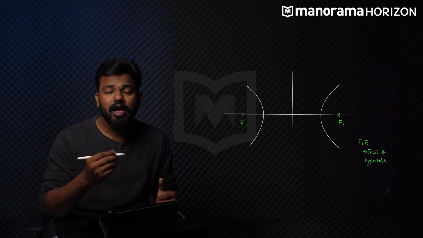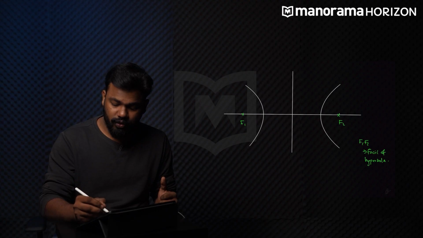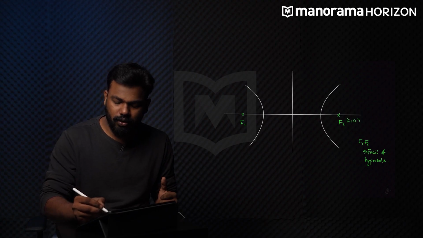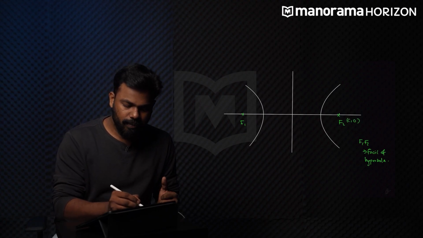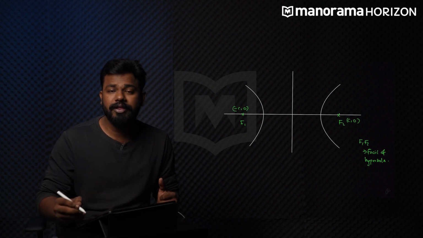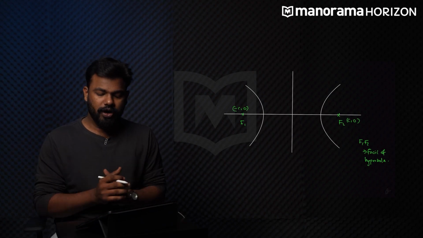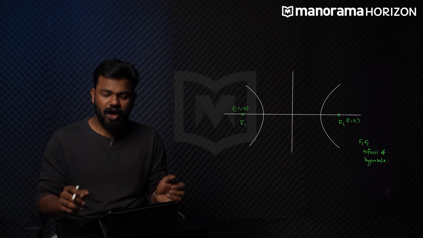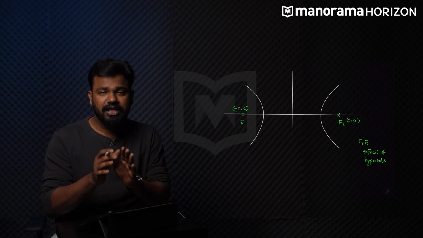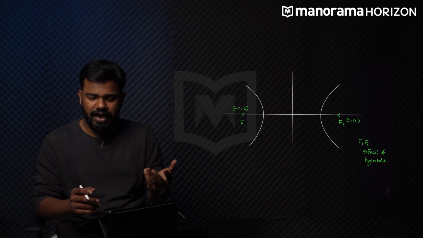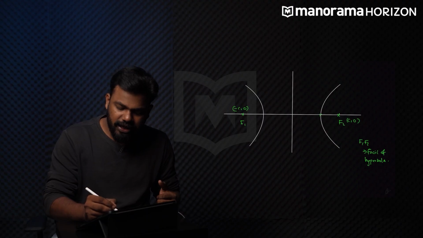So what will be the coordinates of F1 and F2? F2 will be C comma 0 and F1 will be minus C comma 0. So these will be the foci coordinates F1 and F2, right? Now for the hyperbola, since the hyperbola is touching the x-axis at a point, you can see this one is meeting at a point over here.